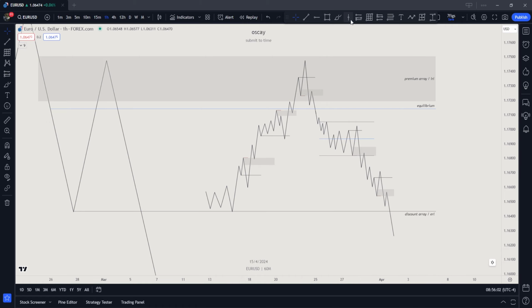So right here, after we have a confirmation that we are heading for this external range liquidity, that is when you can be a bit more aggressive. And if you want, you can trade this turtle soup. That is a turtle soup. This is also a turtle soup, but it's riskier.